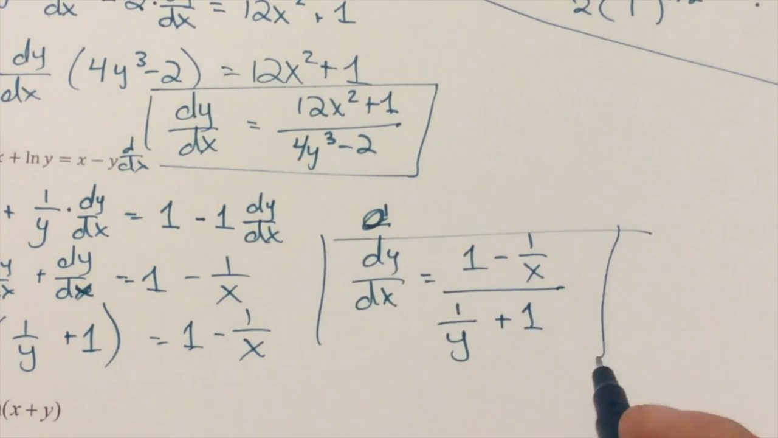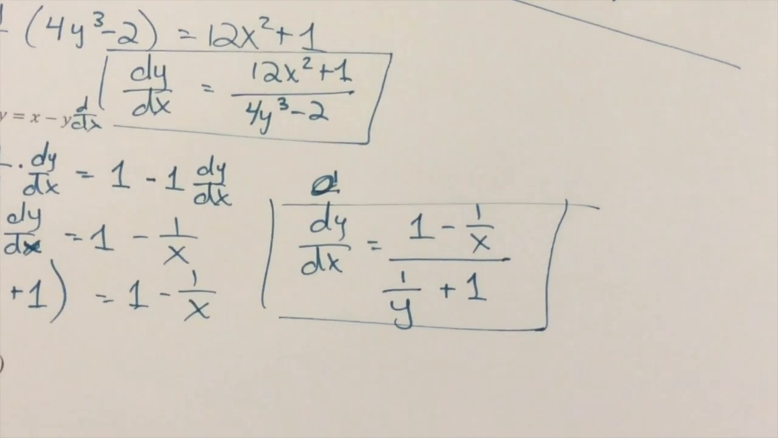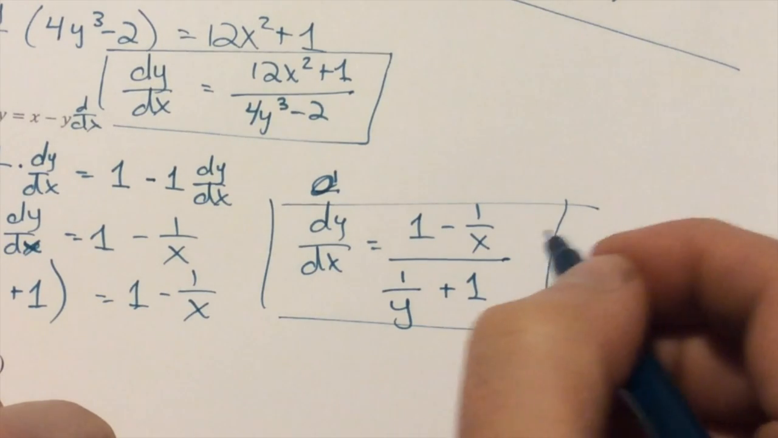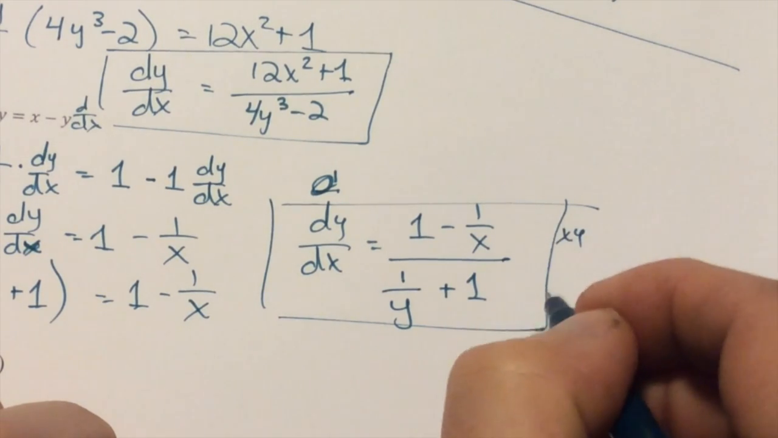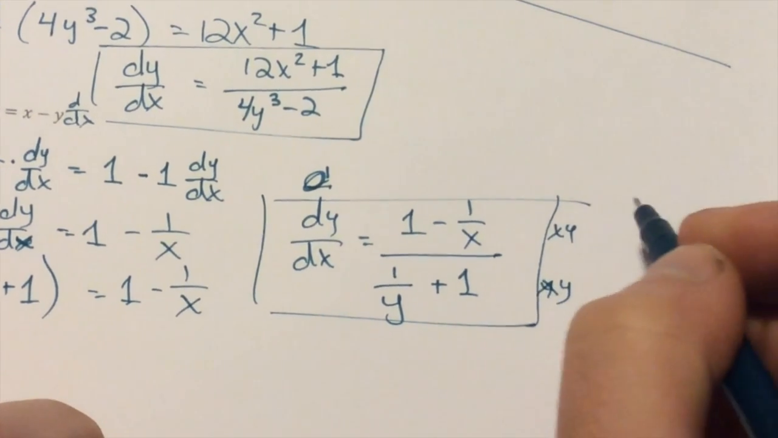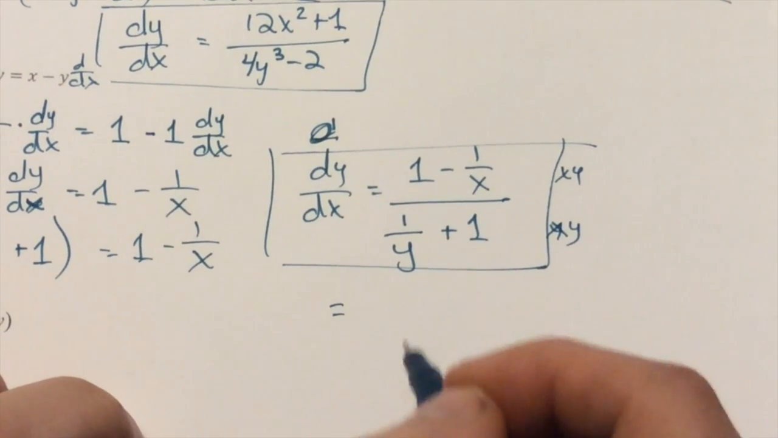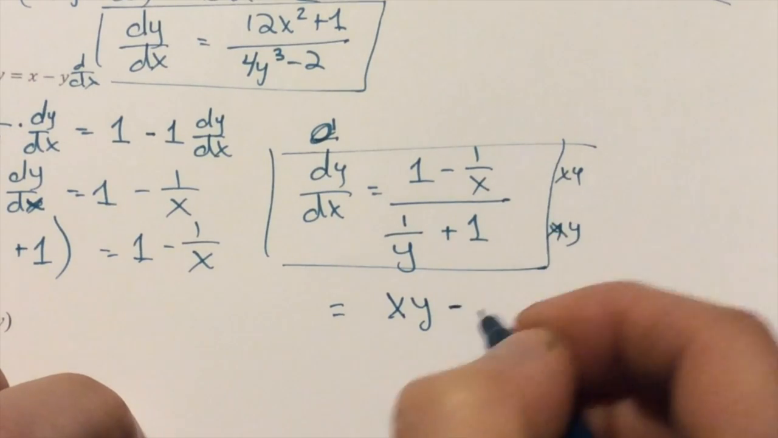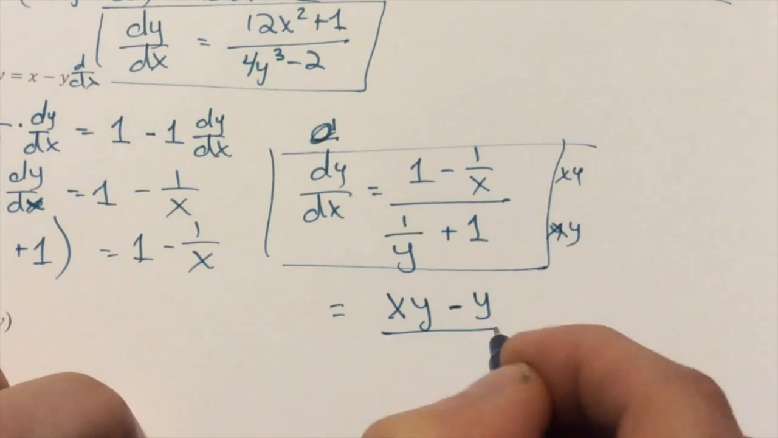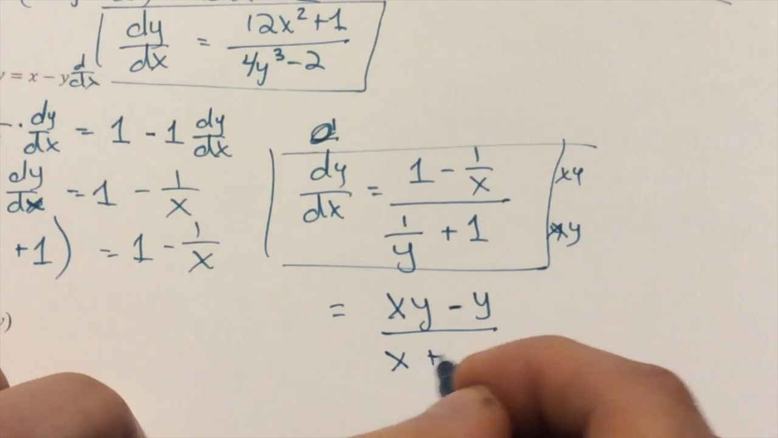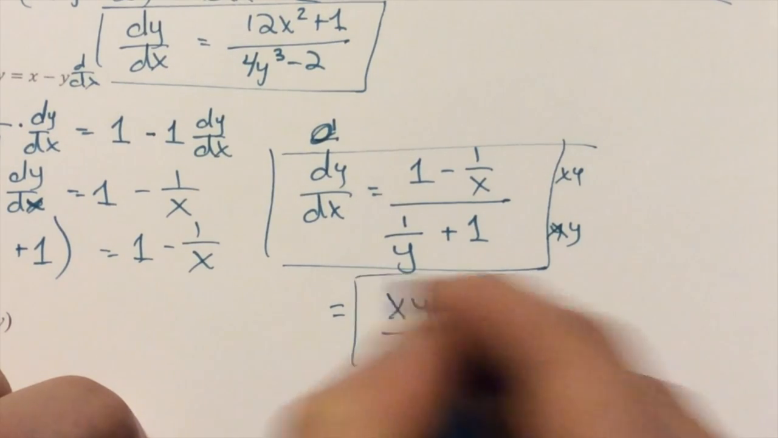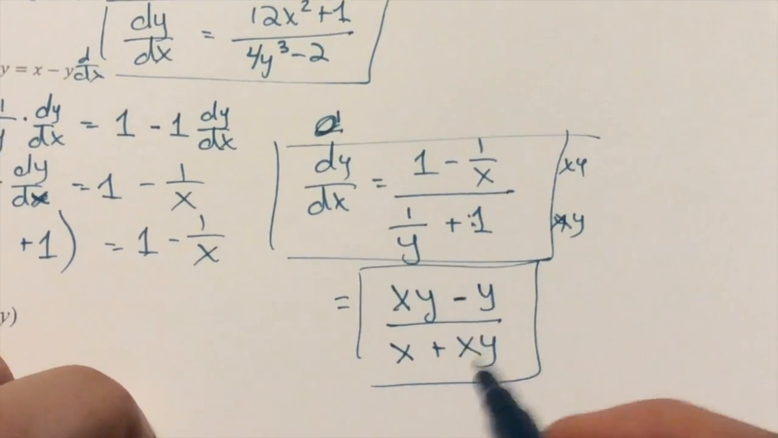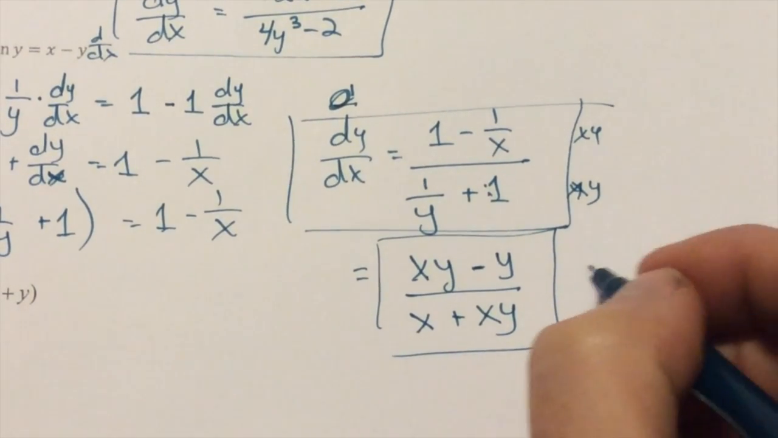We can leave this. We can also do more algebra. We're going to have to clear the top and bottom. So we're going to have to multiply both the top and bottom by xy. So that leaves you with, if we wanted to do a little extra credit, xy minus y divided by x plus xy. These two are equivalent. This one has fractions, this one doesn't. I like these ones the best.